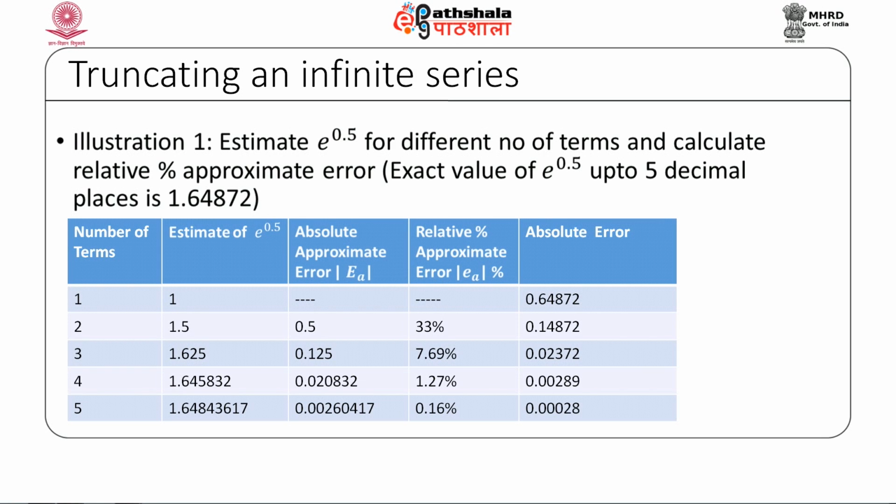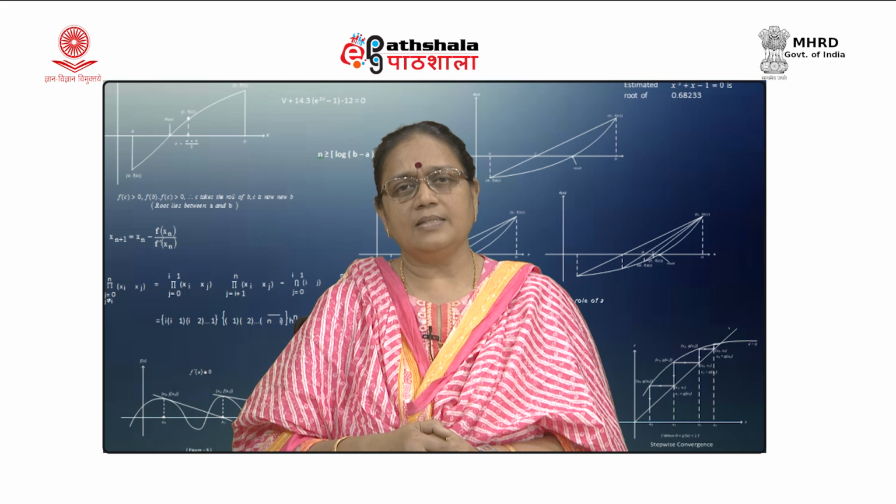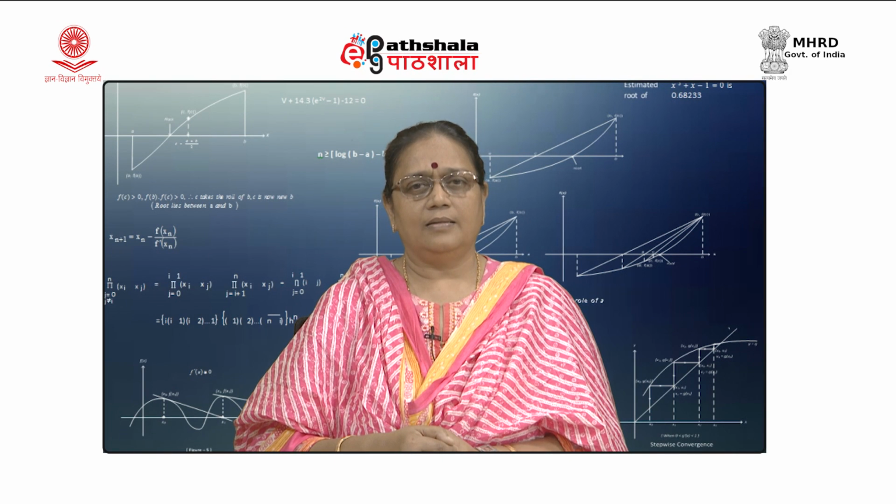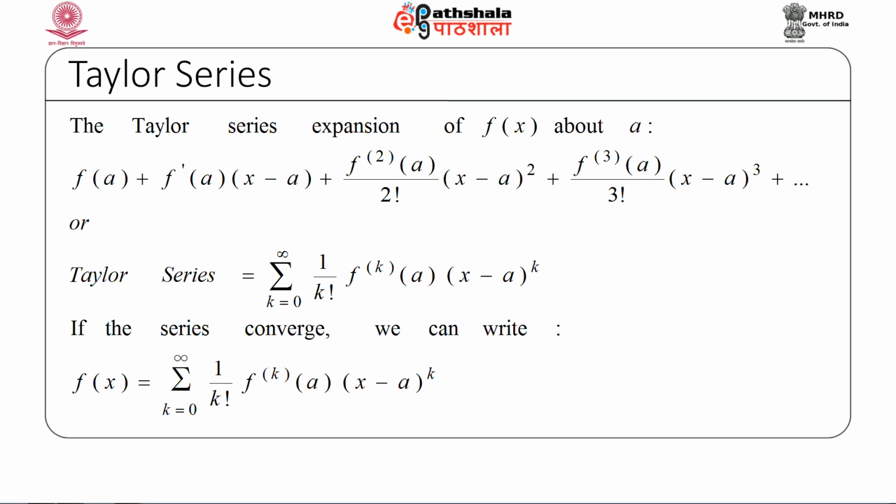One more term, and you see that the relative approximate error has decreased to 1.27% and the absolute error has decreased to 0.00289. And finally, if we have 5 terms, meaning we are going up to x raised to 4 by 4 factorial, and fifth and higher powers are being ignored, not considered, in that case the sum is 1.64843617, and so it is correct up to 3 decimal places. The absolute error is only 0.00028, and the relative percent approximate error is 0.16%. What we learn from this is that as the number of terms increases, the absolute error is decreasing.